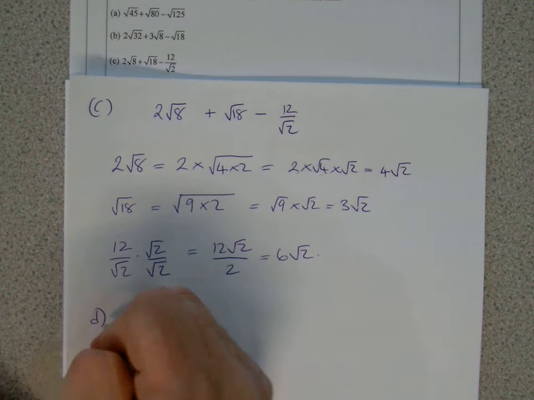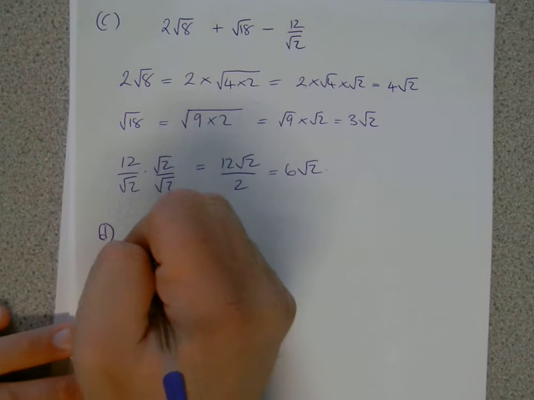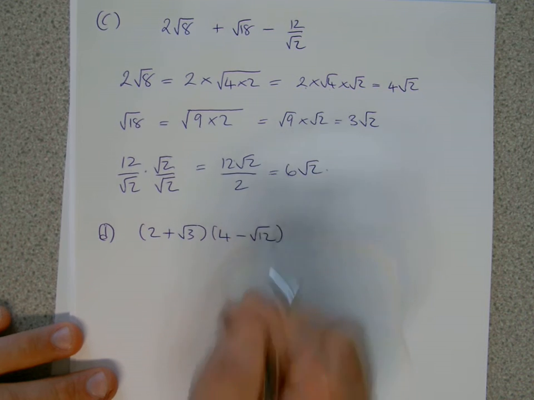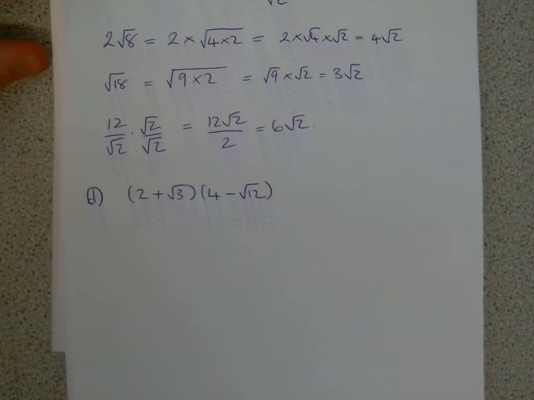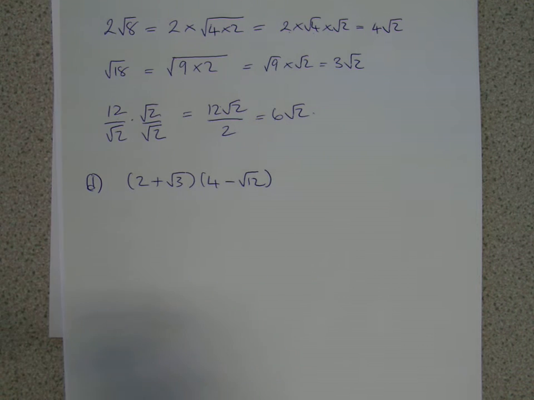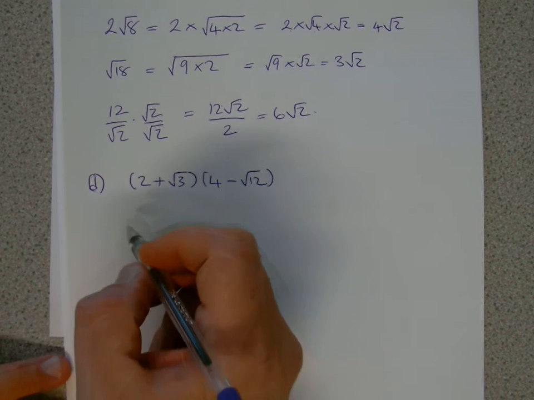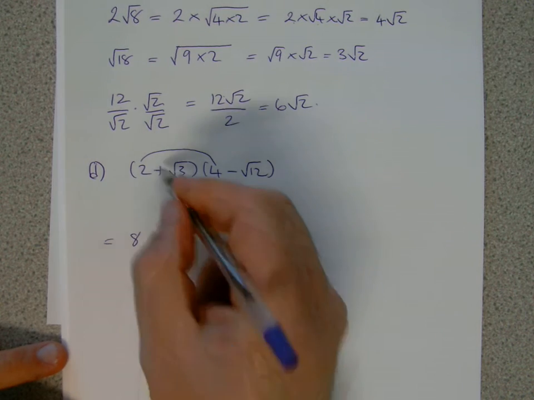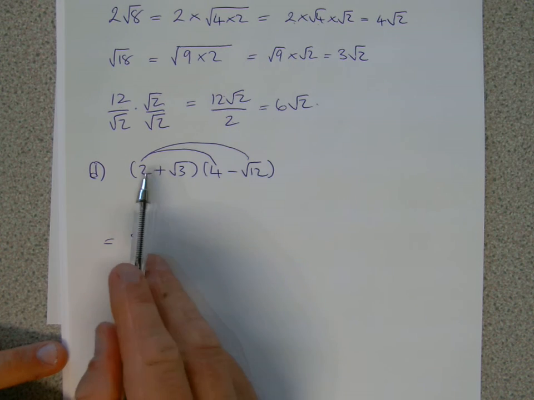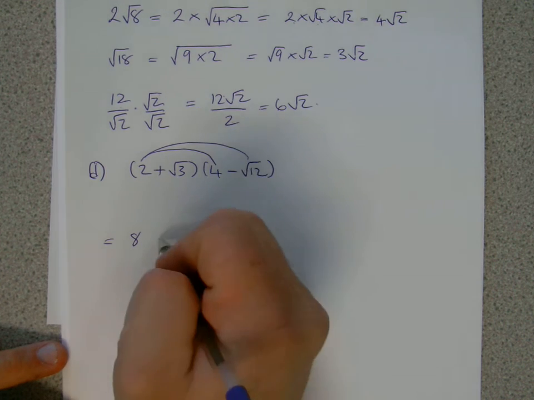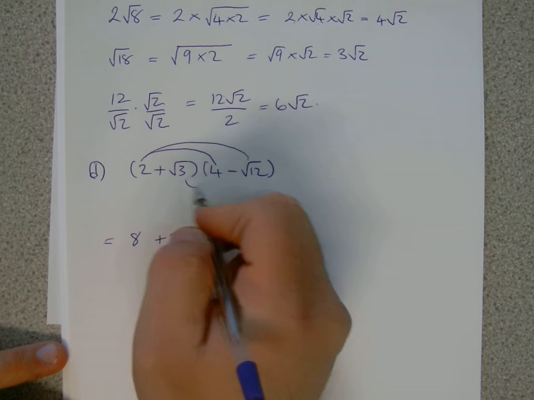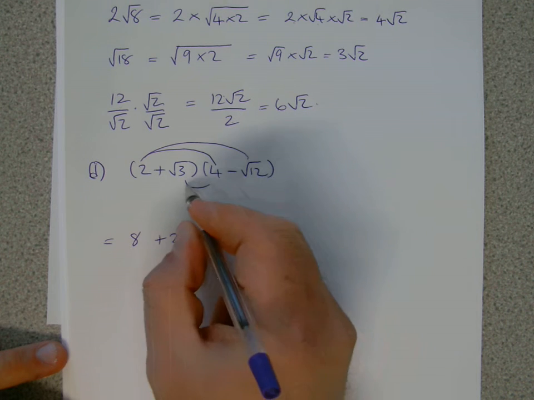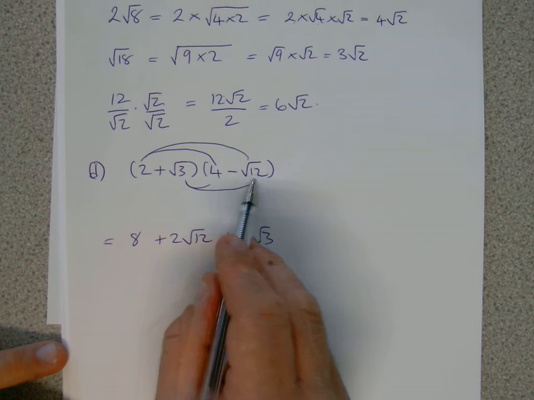Okay? Part D then, right, we've got a double bracket, okay, yeah. So we can do FOIL, yeah. If we use the FOIL idea, then we'll work this out quite quickly. So with FOIL, you do the firsts. 2 times 4 is 8. You do the outers. 2 times root 12 is 2 root 12. You do the inners. Root 3 times 4 is 4 root 3. And then you do the lasts. Root 3 times root 12.